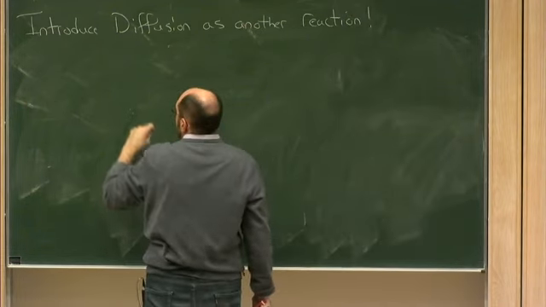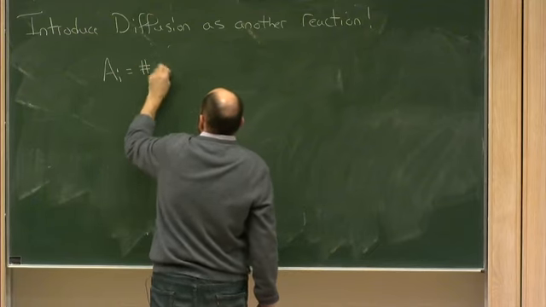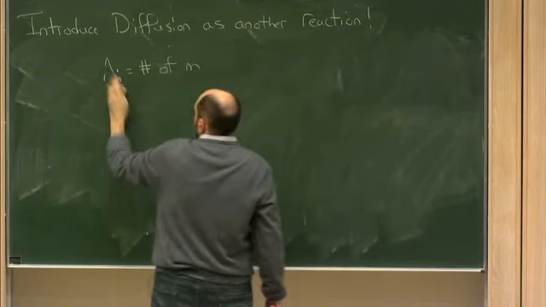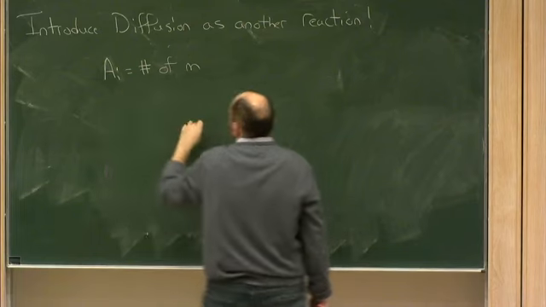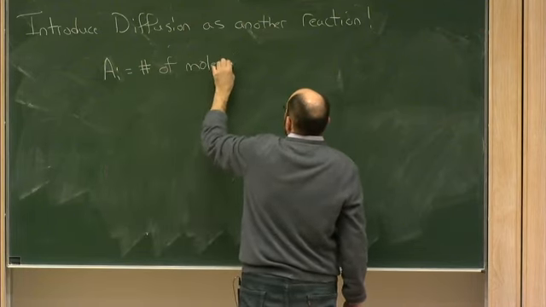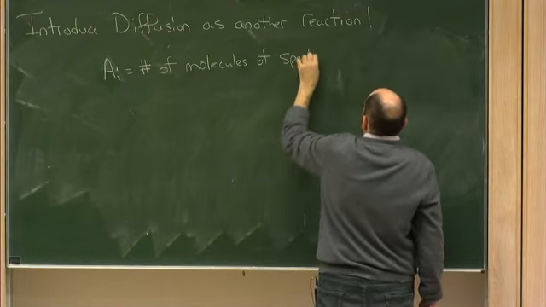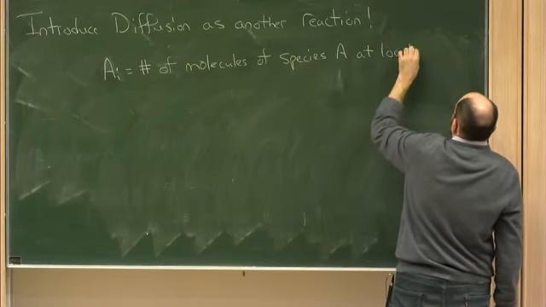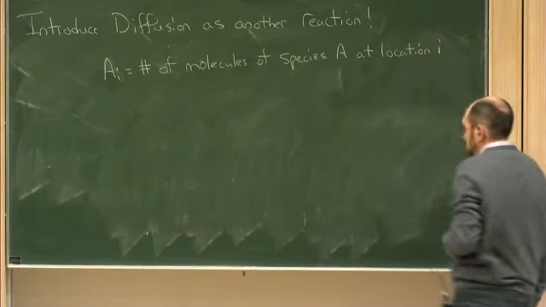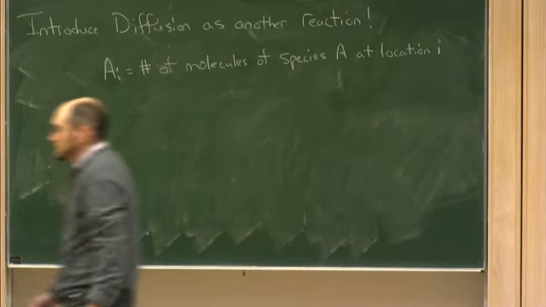So for my system, if I let little a_i be the number of molecules of species A at location i, then for the reaction system that we just looked at, we would get the following set of reactions that we would simulate in an RDME.